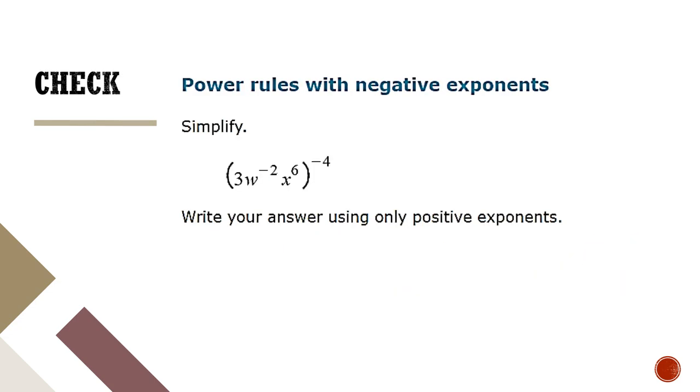So please try this on your own. I will have an answer shortly, so pause it. So you should get w to the 8th on the top and 81x to the 24th on the denominator.